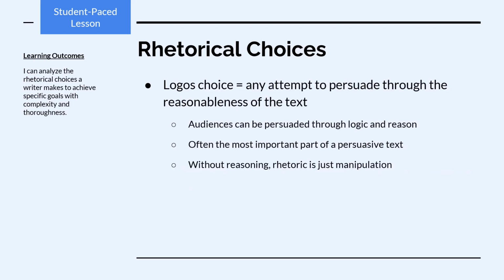Logos choices. Logos choices are any attempt to persuade through the reasonableness of the text. That's because audiences, of course, can be persuaded through logic and reason. It's often the most important part of a persuasive text because without reasoning, without any arguments, the rhetoric would just be manipulation.